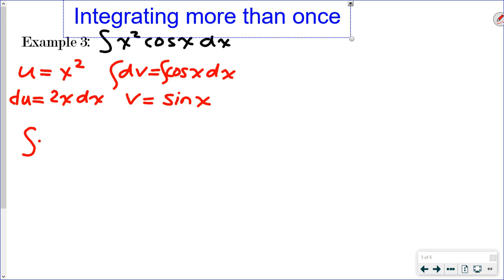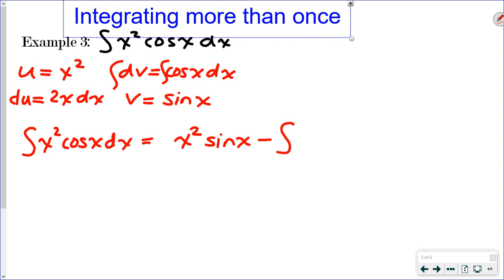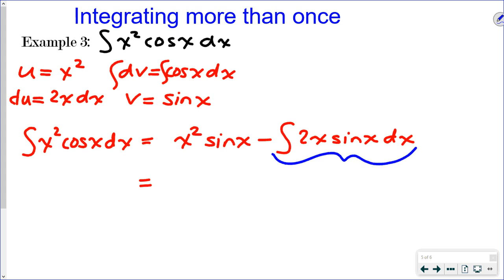Okay, so we're saying that the integral, this is just the original problem, is equal to u, which is x squared, times v, which is sine of x, minus the integral of v, which is sine of x, times du. Now, because du is 2x dx, I'm going to put the 2x in front of sine of x and rewrite it like this. Okay, now we've got to evaluate this integral, but are you noticing anything?